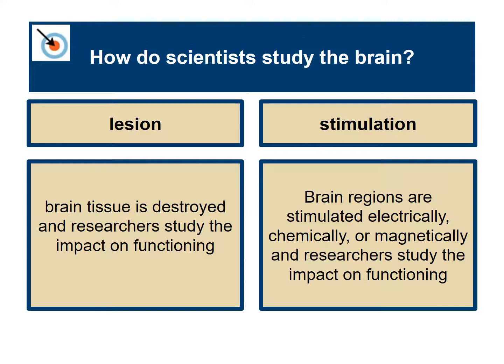All right, last part of the lesson is how do scientists study the brain? Studying the brain, two main ways in this slide are lesion and stimulation. With a lesion, brain tissue is destroyed and researchers study the impact on functioning. So taking some brain tissue out of different parts of the brain and then studying how that part functions. Also, stimulation. Brain regions are stimulated electrically, chemically, or magnetically, and researchers study the impact on functioning that way as well.